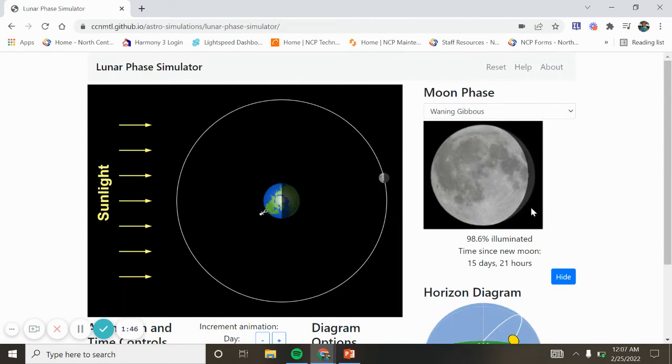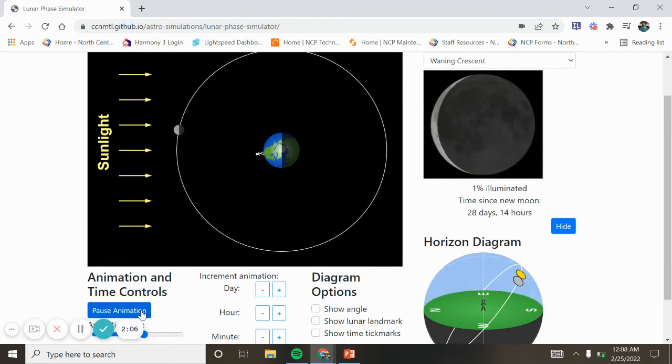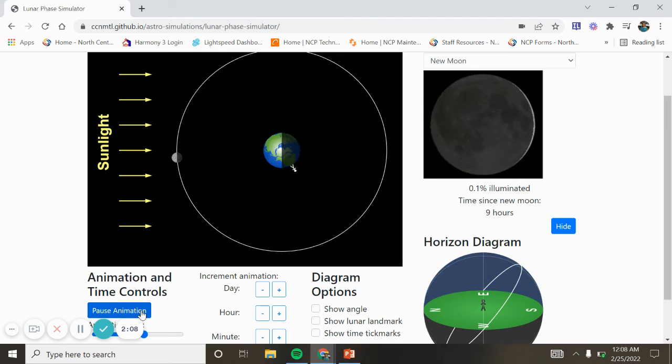Okay, so we had our full moon. Now it looks like it's getting less full. And so I think sometimes we think, well, it's getting less sunlight, but the truth is it's always getting half lit. Half of it is always getting sunlight. So the amount of light hitting the moon is not changing, but the amount of the lit up side we see is changing. So I'm going to pause it here.